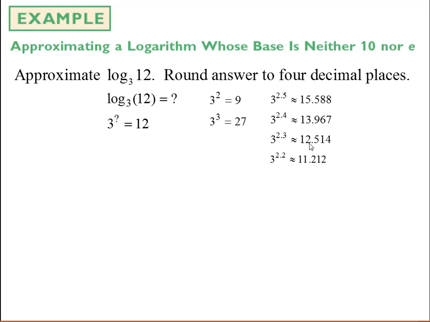So we're somewhere between these two numbers, 2.2 and 2.3. Somewhere between those two is our solution. So maybe we pick right in the middle. What's between 2.2 and 2.3? 2.25. So if we pick 2.25, we get a little closer to 12. Right? Now, obviously, this is crazy. I don't want to have to evaluate a logarithm by guessing and getting closer and closer.